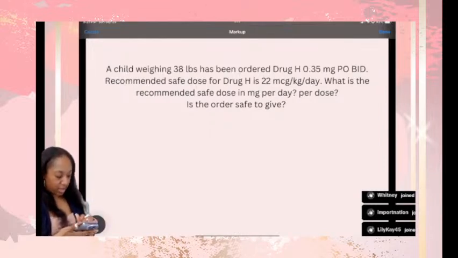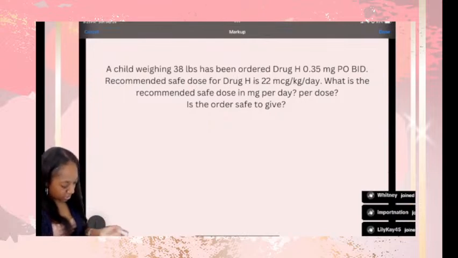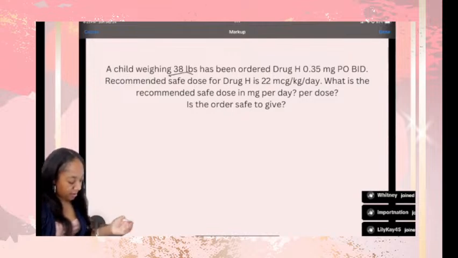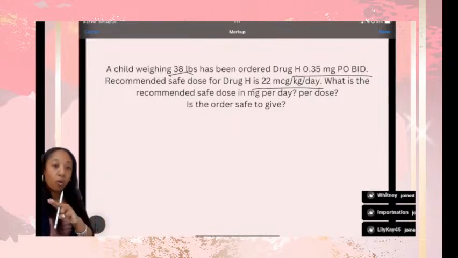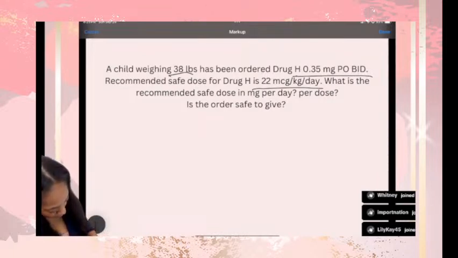Alright, so we need to give these little babies who are sick the correct amount of medicine. So PPP, patient prescription product. Patient weighs 38 pounds. Our prescription is 0.35 milligrams by mouth twice a day. The safe dose for our medicine is 22 micrograms per kilogram per day. So we're going to find out two questions. How much to give in a day, and then how much to give in a dose, and if the dose that is ordered is then correct.